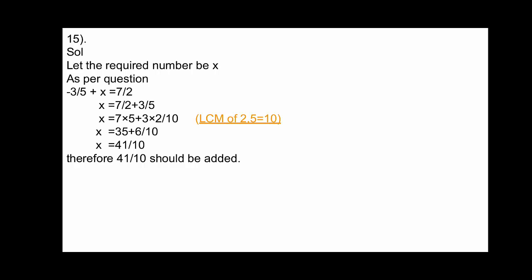Number 15, let the required number be x. As per question, the sum of these two numbers is given as 7 divided by 2. X, if you send this side, it will be plus. Now the LCM of 2 and 5 is 10. So for the first fraction you have to multiply with 5, because 2 times 5 is 10, and for the second fraction you have to multiply with 2, because 5 times 2 is 10, which will give you 41 divided by 10. So this is the required rational number which should be added.